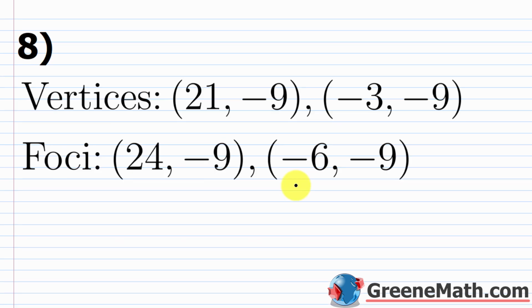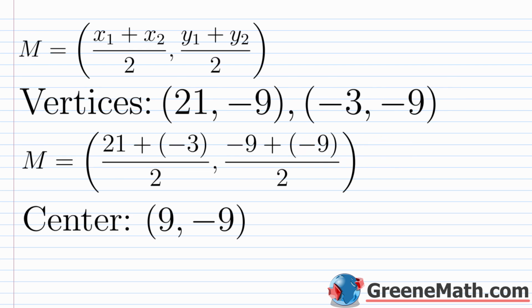All right, for problem 8, we are given vertices that are 21, negative 9, and then negative 3, negative 9, and then foci, which are 24, negative 9, and then negative 6, negative 9. Again, you can use the midpoint formula with either one of those. I'm just going to use the vertices. So just plug in. You're going to have the average of the x coordinates and then the average of the y coordinates. Notice that the y coordinate in each case is negative 9. It's not changing. So to get from one vertex to the other, you are traveling horizontally. So that means the transverse axis will be horizontal. This guy's going to open to the left and to the right.